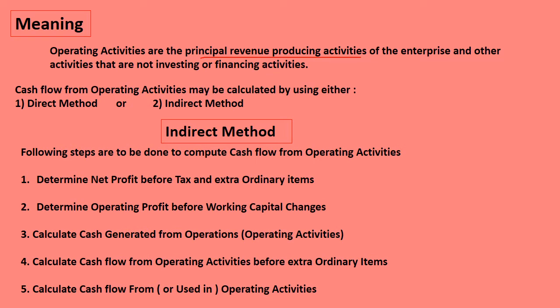In this, 5 steps are used to calculate the cash flow from operating activities. First of all, determine the net profit before tax and extraordinary items. Then determine operating profit before working capital changes. Calculate cash generated from operations. Calculate cash flow from operating activities before extraordinary items. Calculate cash flow from or used in operating activities. These 5 steps are used to calculate the cash flow from operating activities.